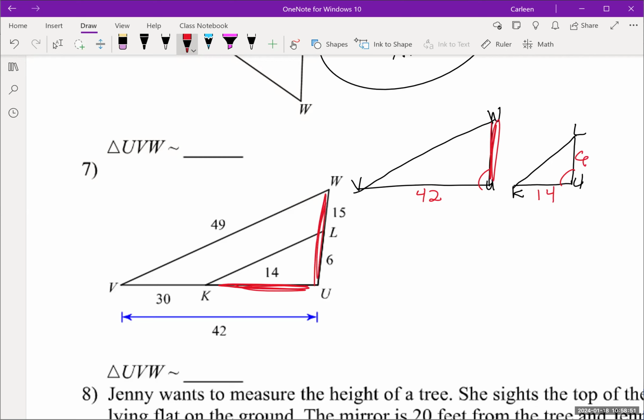Now, WU. I need the length of the larger triangle, WU. So 15 and 6, am I going to add, subtract, multiply, or divide? Ding, ding, ding. Correct. Anybody else? Ooh, not this time. I am going to add them. Because we have part plus part is going to be whole. So that is going to be 21.